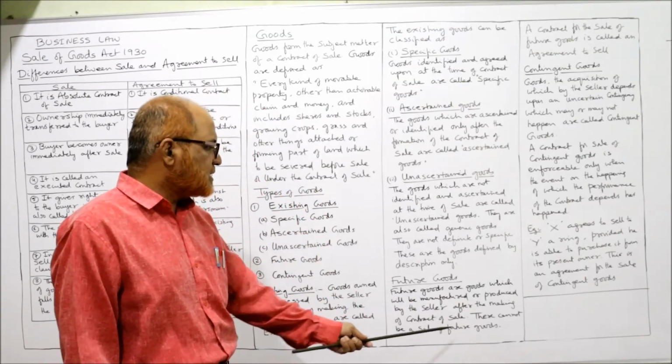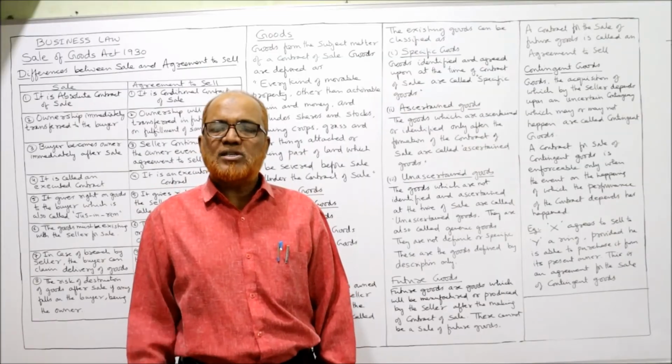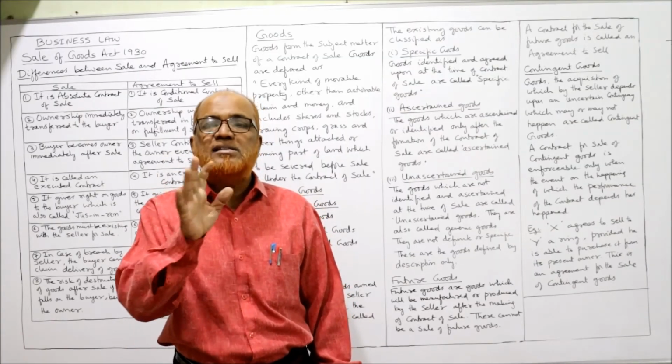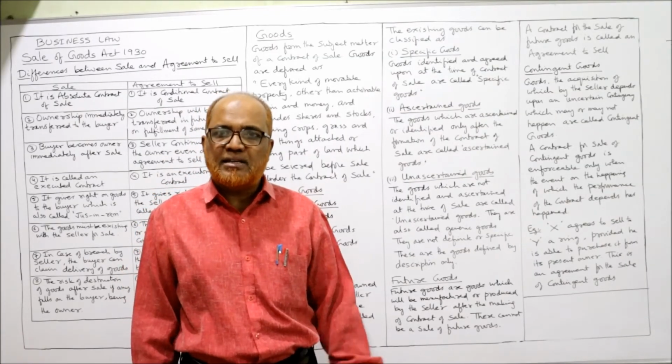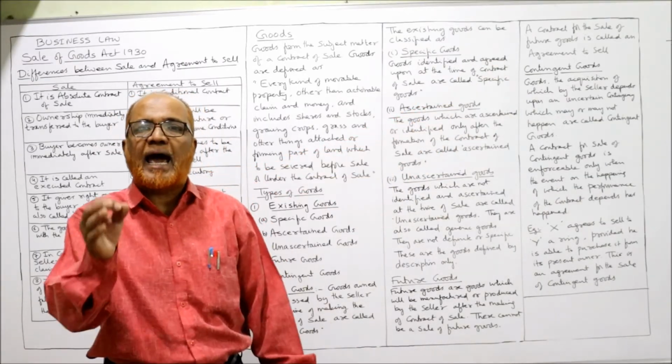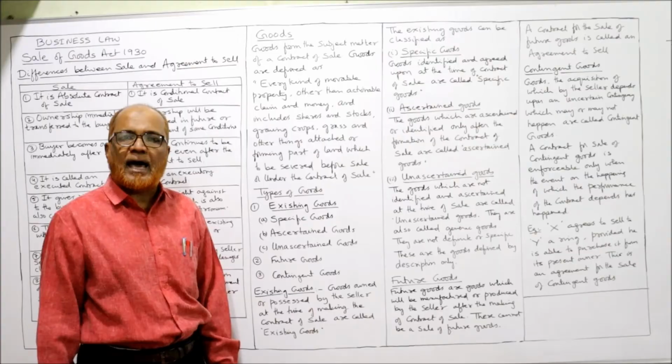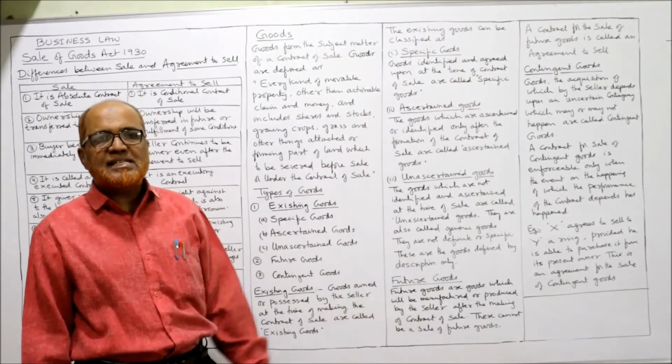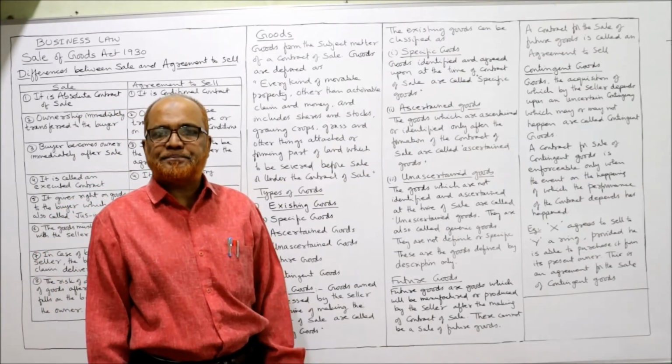There cannot be a sale of future goods. It is an agreement to sell. So a contract of sale for future goods is called an agreement to sell, not an actual sale. Last one is contingent sale.